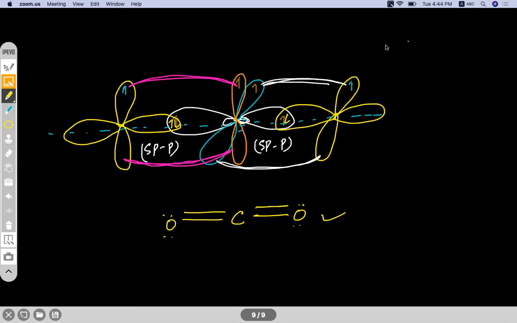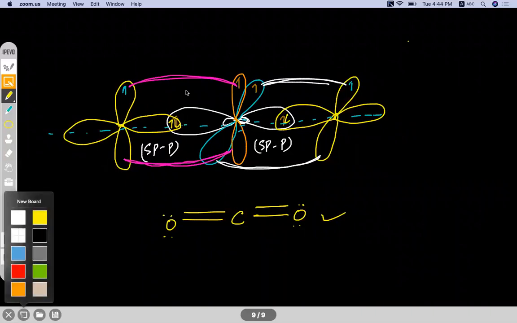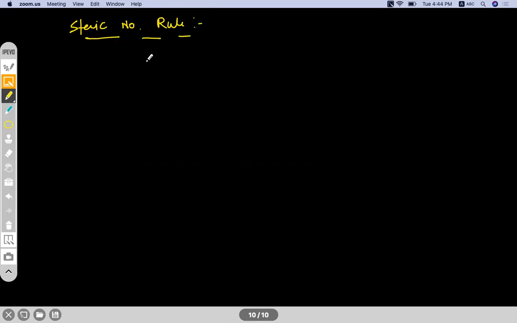Then what should we do? We are going to use the steric number rule in order to find out the hybridization. Okay, you see this. What is the steric number rule? It is a trick basically. Steric number rule. What is a steric number? In VSEPR I have discussed. Steric number is the sum of bond pairs plus lone pairs. Yes or no? Sum of bond pairs and lone pairs?